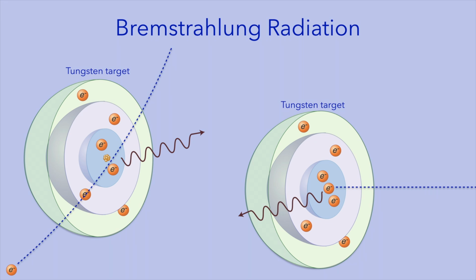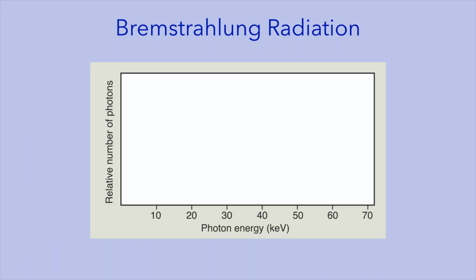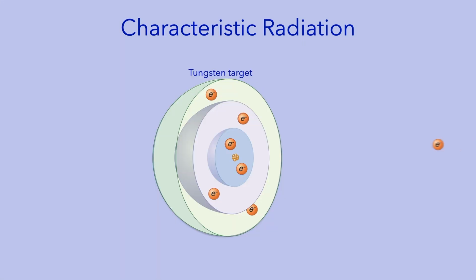Bremsstrahlung interactions produce X-ray photons with a continuous spectrum of energy. This reflects the differences in the energies of the incident electrons as well as differences in the deflections of individual electrons. Now let's graphically evaluate Bremsstrahlung radiation production. On the x-axis is photon energy in kiloelectron volts, and on the y-axis is the number of photons. Note that Bremsstrahlung radiation produces photons with a spectrum of energies, both low and high energy.